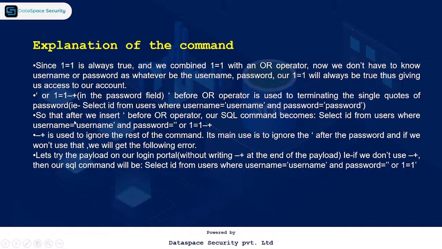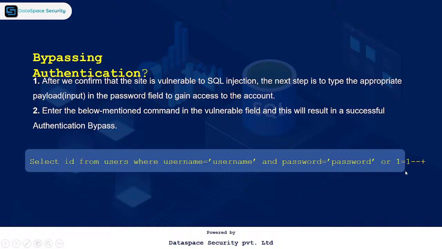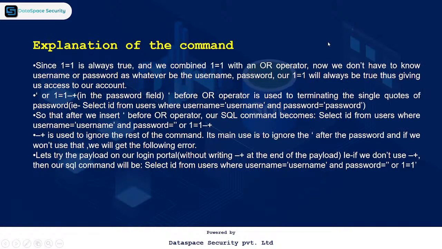So how it's working: since 1 equals 1 is always true, we combine it with an OR operator, like here. Now we don't have to know the username or password, because whatever the username and password are, our 1 equals 1 will always be true, thus giving us access to control.